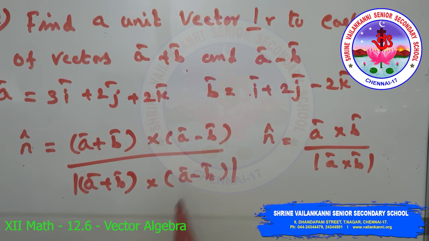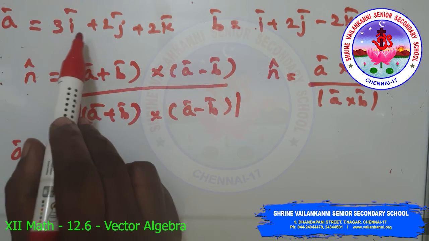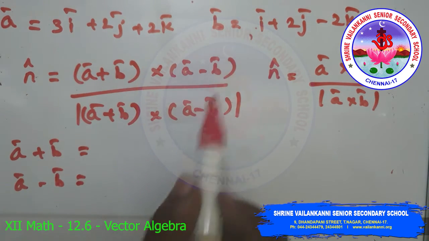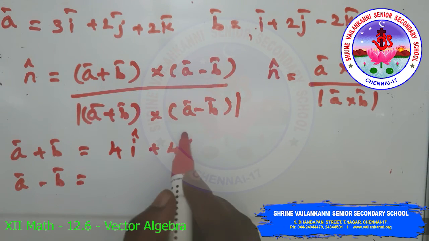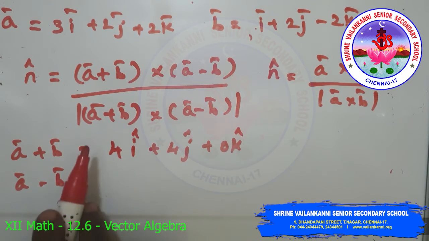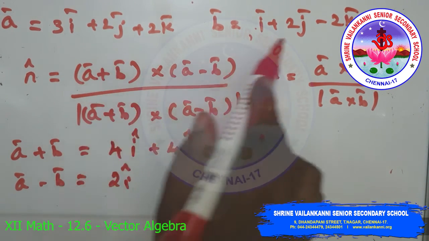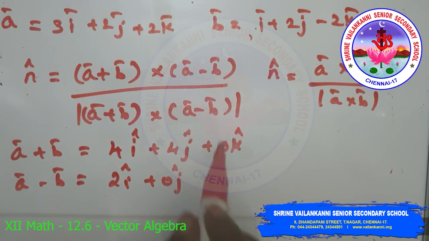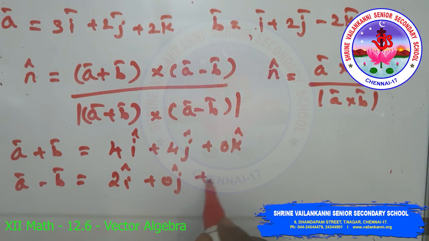So first we'll add and subtract and then we'll find the magnitude of the cross product. So A plus B is adding these two vectors, coefficient of i, j, k. So 3 plus 1, which is 4i, 2 plus 2, which is 4j, 2 minus 2, which is 0k. And A minus B, so 3 minus 1, which is 2i, 2 minus 2, which is 0j, 2k minus of minus 2, which is plus 2, so 4k.